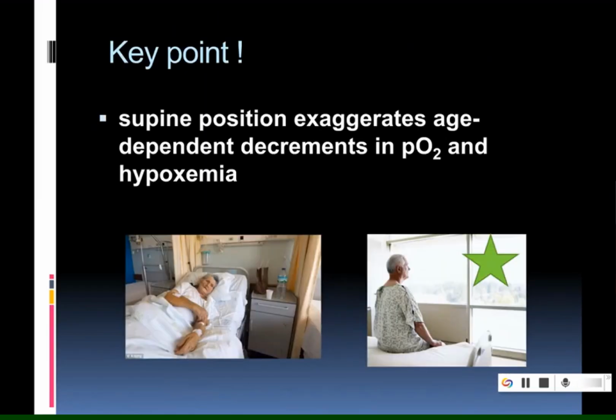All right, so I just want to keep emphasizing that the supine position exaggerates decreases in PO2 and hypoxemia, so we get, I guess, a green star as opposed to a gold star for keeping our older adults up and moving around.